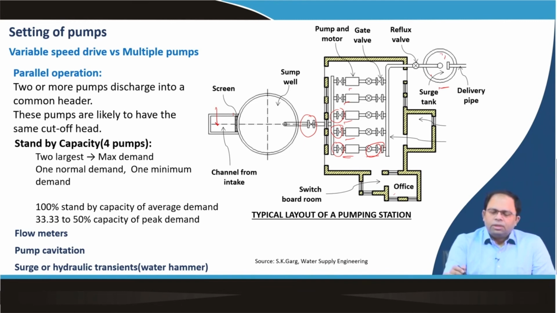As you can see, why are we having so many pumps? The reason we have so many pumps in most cases is what is called parallel operation: two or more pumps discharge into a common header. The header is that pipeline, and these pumps are likely to have the same cutoff head. In most cases, if two pumps are supposed to run together, that means both pumps would be operated together. They will have a similar head, meaning they will be able to generate the same kind of pressure, and their ratings would be similar.